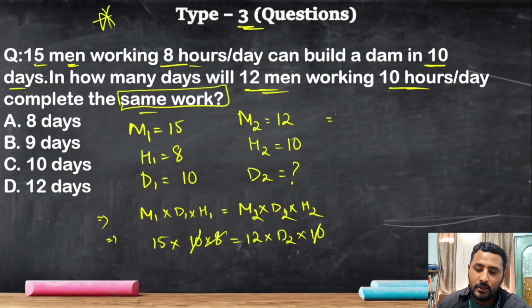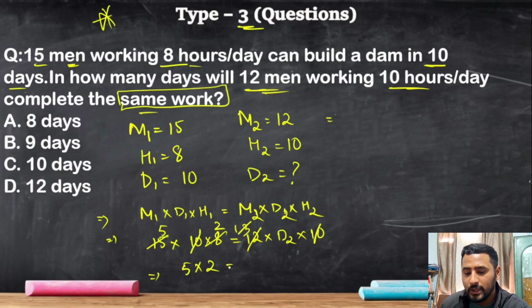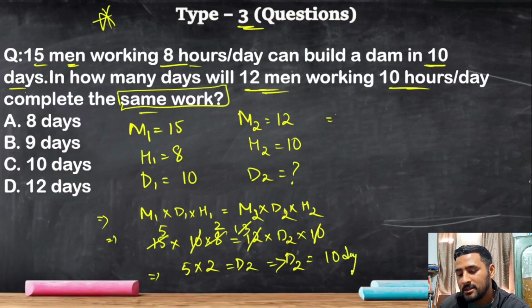Here I can do 4 2s are 8, 4 3s are 12, 3 1s are 3, 3 5s are 15. So can you see what is remaining? 5 into 2 equal to D2. So what will be our D2? D2 will be 5 into 2, which is 10 days. So how many days will these 12 men working for 10 hours take? They will also take 10 days to build the dam.